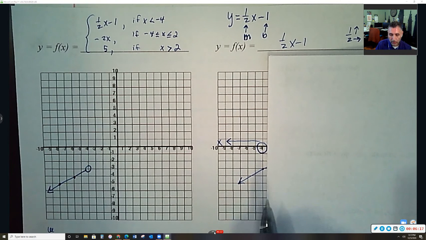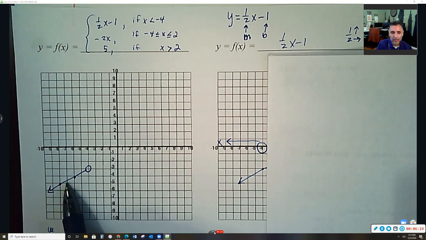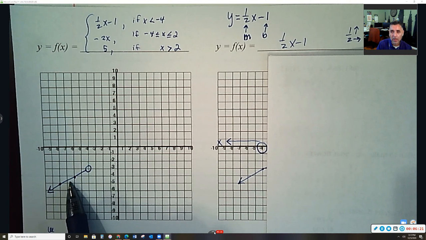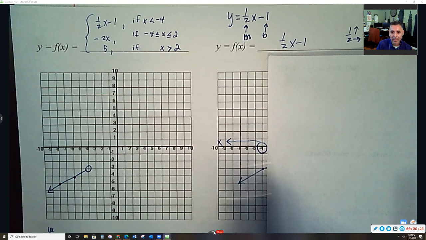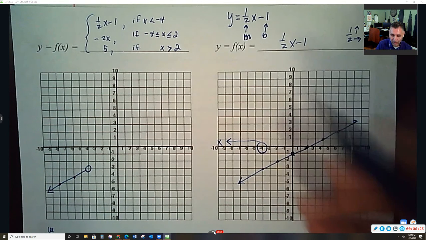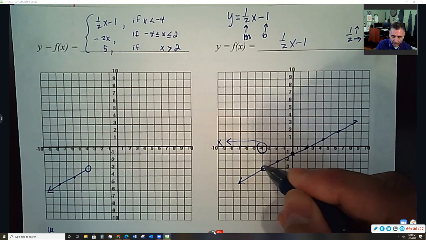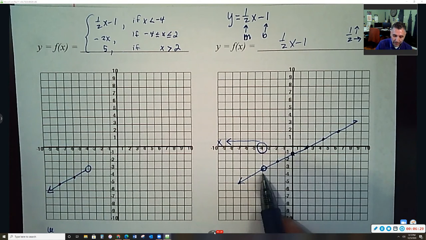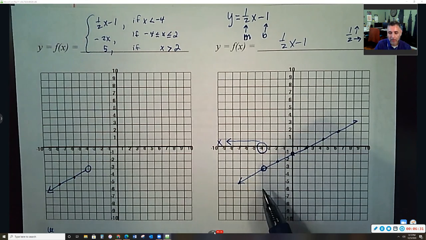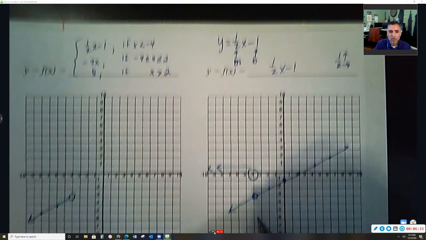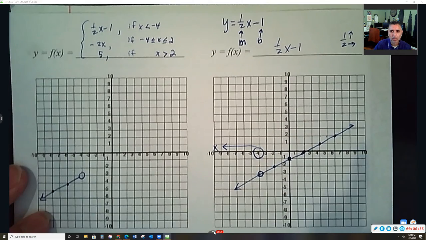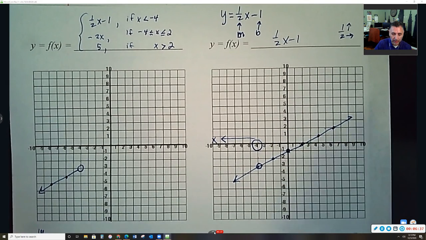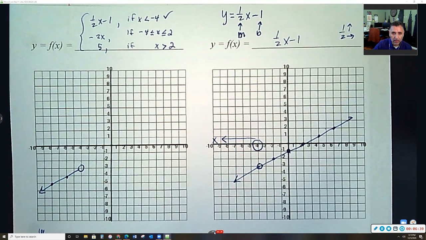Right? So this one is this. Same thing, right? It's the graph, but I only want it from negative 4, less than negative 4. Okay? I'm just adjusting this. So that's the first part. Check. I did that.